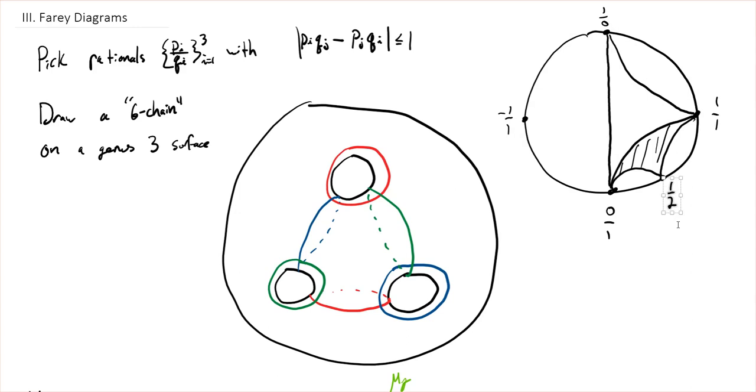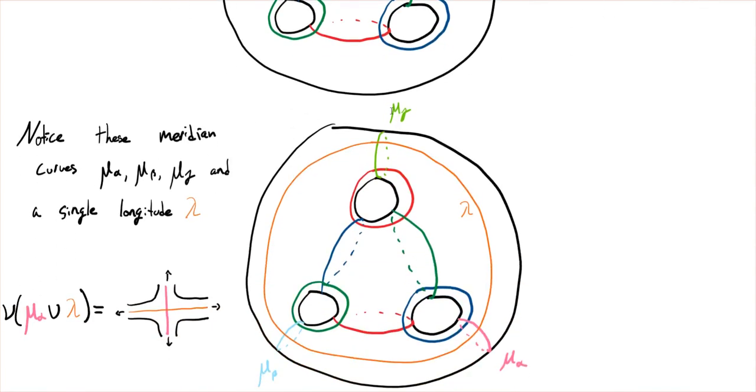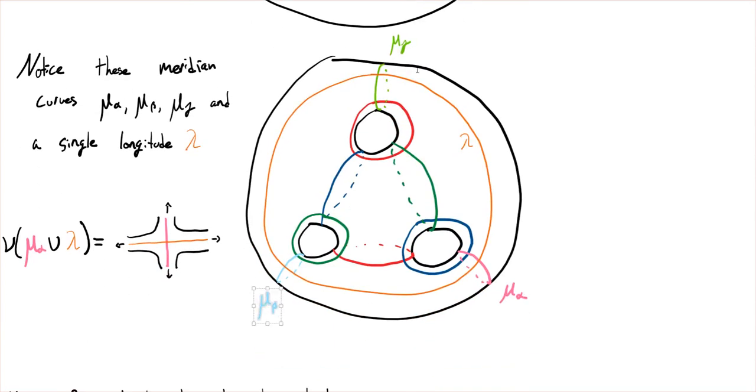So to begin drawing the trisection diagram, we're going to start by drawing this 6-chain in the middle. We'll refer to this configuration of curves as a 6-chain. So draw your 6-chain on your genus 3 surface. You'll have some room left over to draw these meridians, mu alpha, mu beta, mu gamma, and you'll have just enough room to fill in a longitude, lambda, which is dual to each of those meridians.